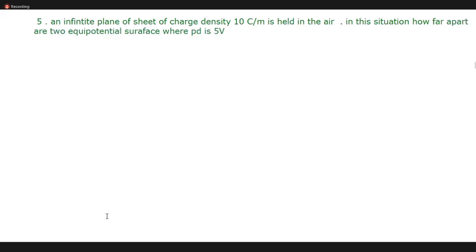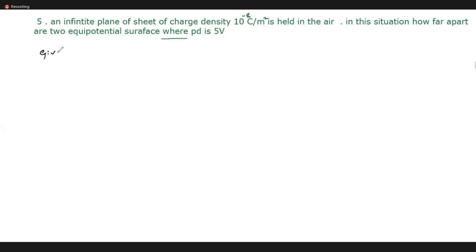Okay, let me write here. The charge density is 10 to the power of minus 8 coulomb per meter square, held in the air. How far apart are two equipotential surfaces where the potential difference is 5 volt? Try to analyze the question. You need to find the distance. Are you clear with the question? So what are the given quantities?